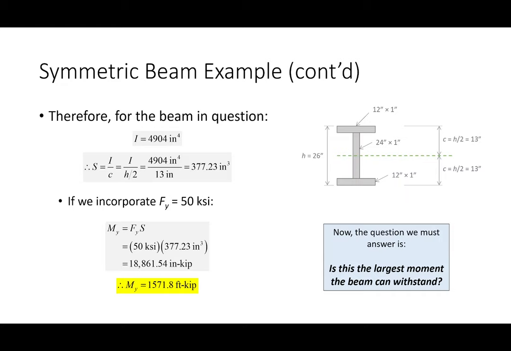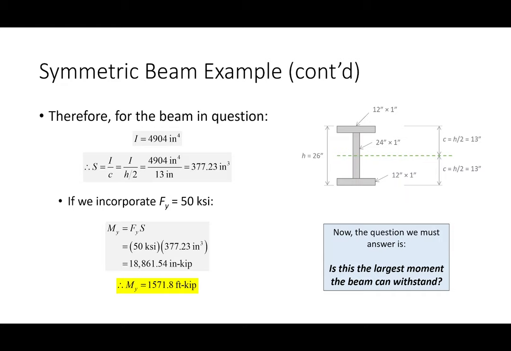Here's why, all right? So here's my bending stress profile, right? Here's the bending stress profile, and this is Fy, and this is Fy, right? So the question is, let's say here. Okay, so if I put 1,571 foot-kips of moment on the beam, this is the bending stress profile it'll look like. So my question is, what if I put a little bit more? What if I just up the moment a little bit? What would happen?